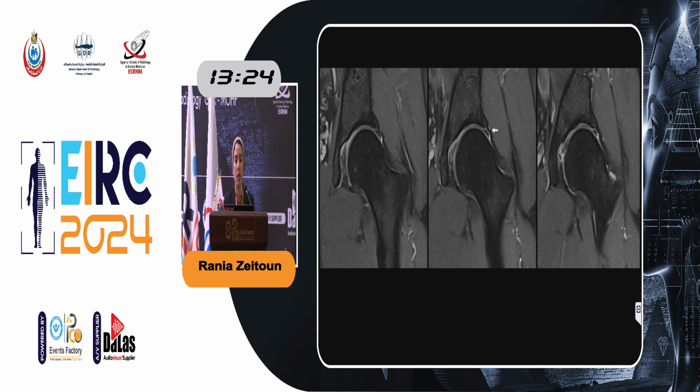Okay, so there is, I'm happy that the arrow is showing the labrum tear. It is clearly showing it. There is, this is a high-grade labrum tear. There is complete detachment of the labrum from the osteolabral junction.